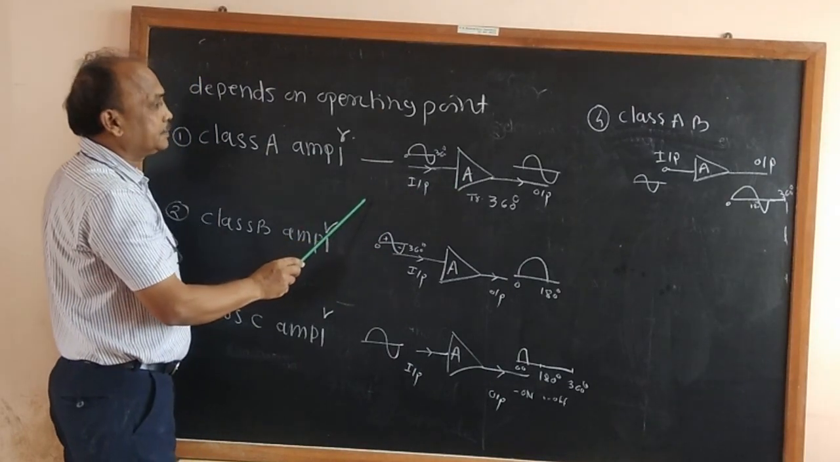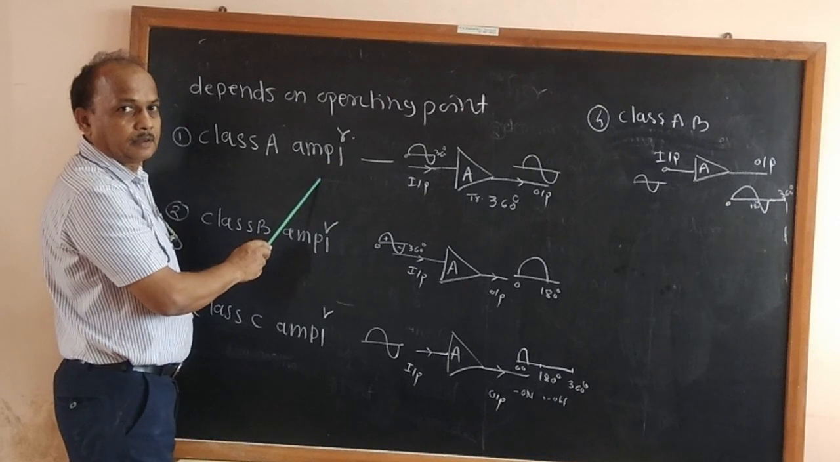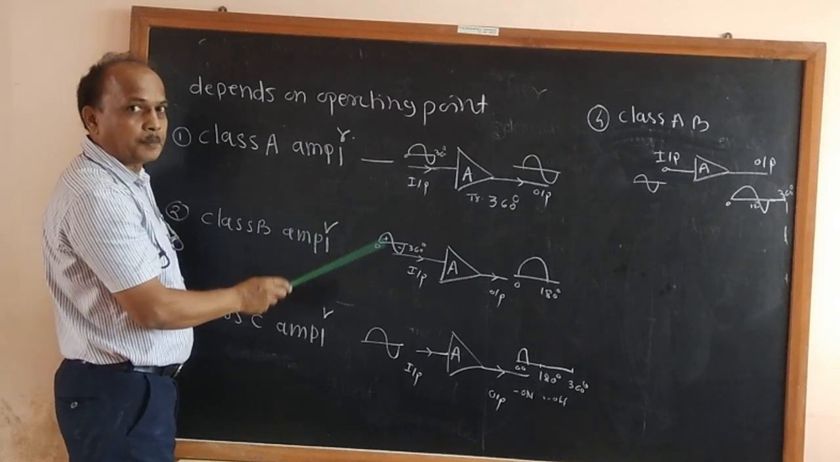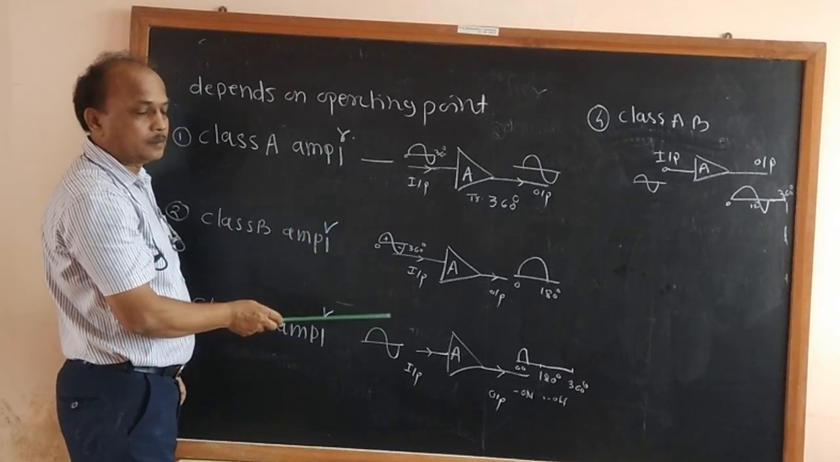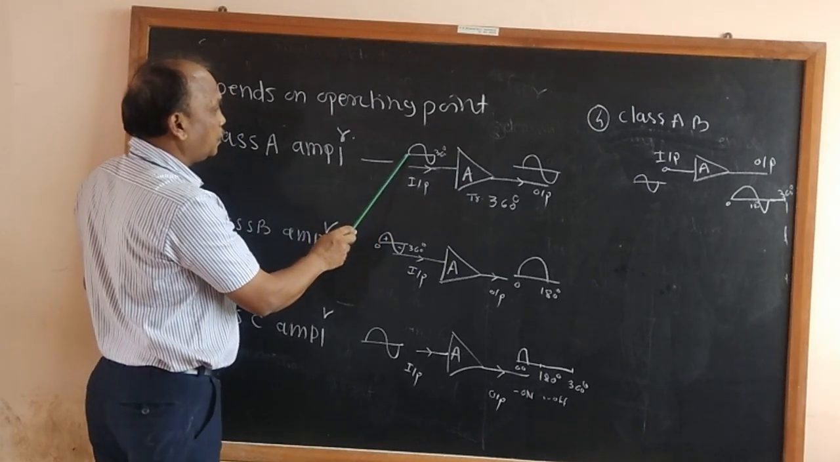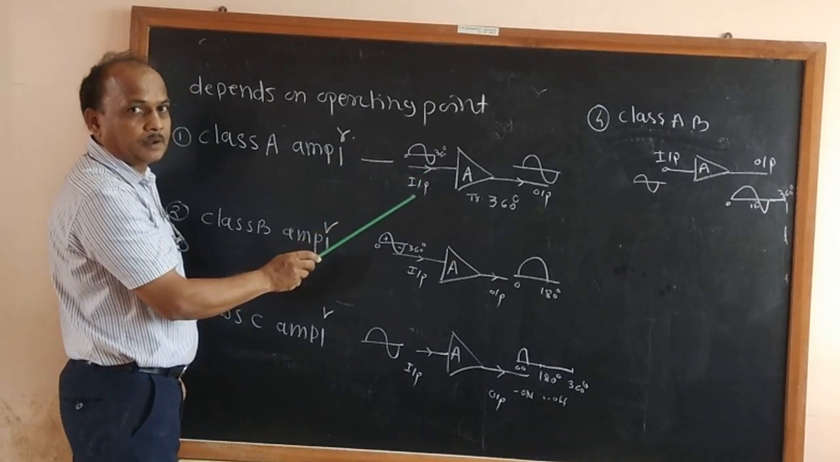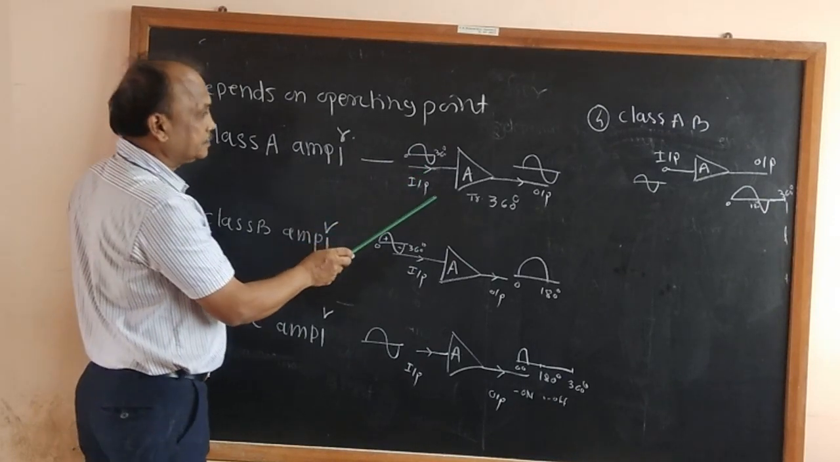It indicates that the efficiency of this amplifier is very low as compared to other amplifiers, because here the transistor has to work for full cycles. So there is a possibility of heating of the transistor.